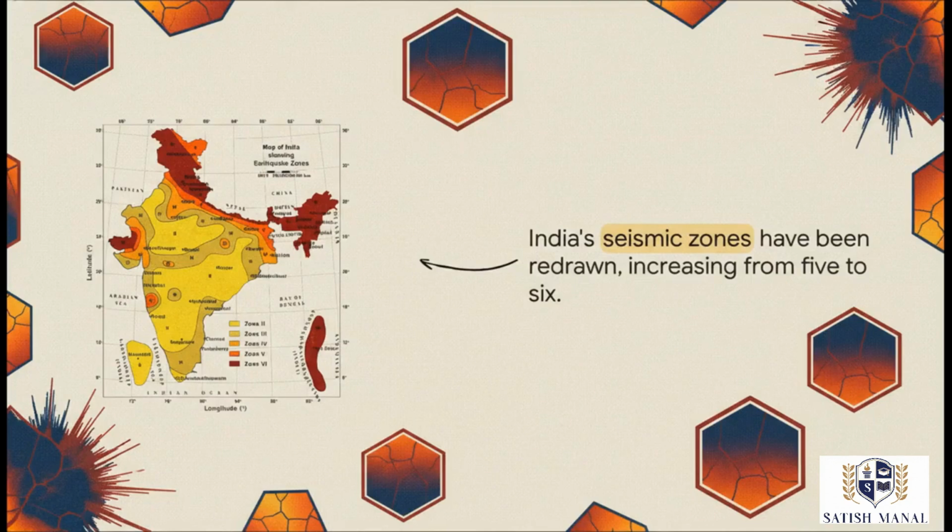And here it is. Take a look. The first thing you'll probably notice is that the boundaries have shifted all over the place. But the biggest news, the real structural change, is this. We've gone from 5 seismic zones to 6. This isn't just for show. It reflects a much more detailed, data-driven understanding of seismic hazard across India.